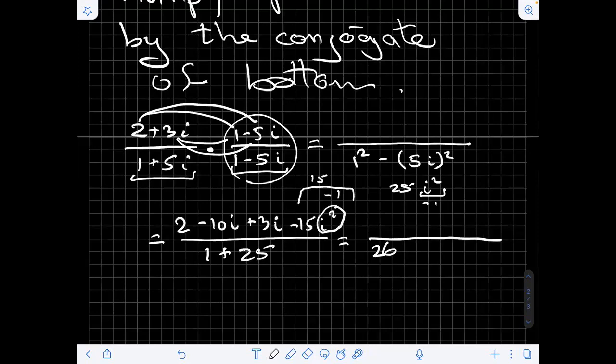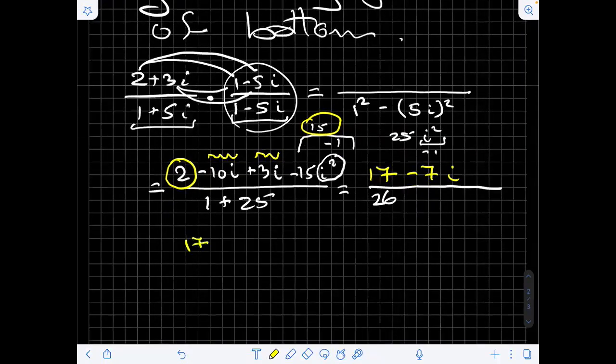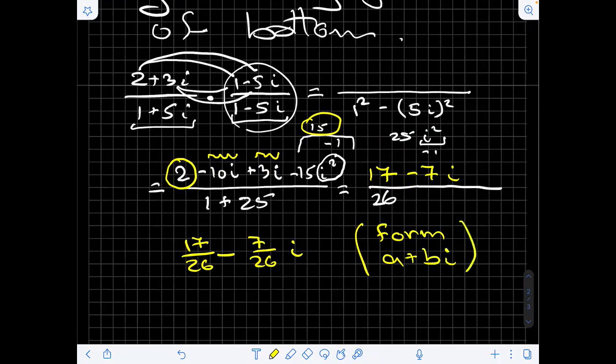On the left-hand side, we have 2 plus 15, which makes 17. And then the imaginary part is minus 10i plus 3i, which is minus 7i. We put it all separately now. So we write 17 over 26 minus 7 over 26 i. The reason we write it in that form is because usually they will say, do the dividing and write it in the form of a plus bi or x plus yi. So I want a real part and an imaginary part.